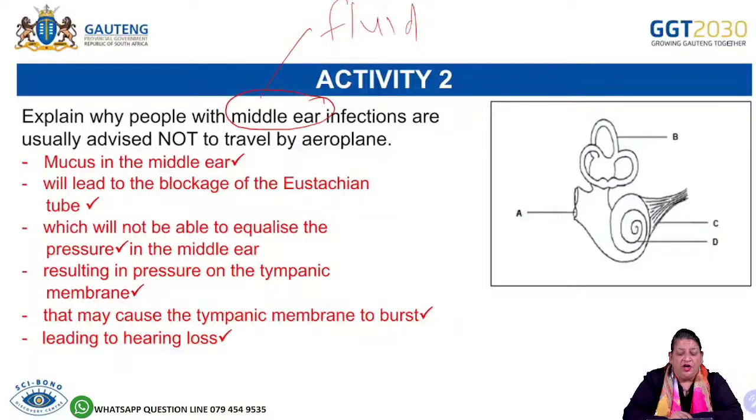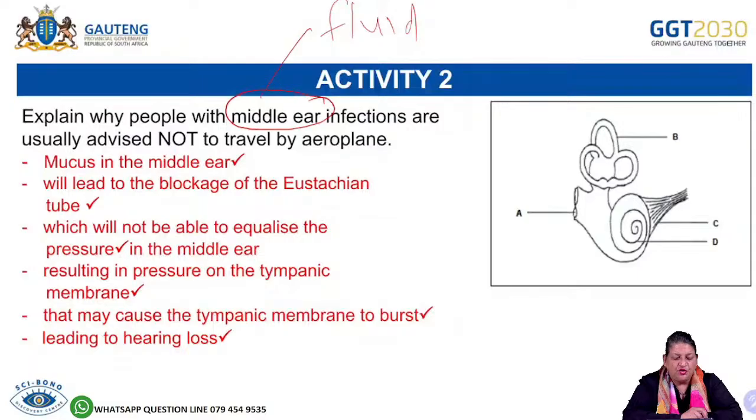Then they will not be able to equalize pressure in the middle ear, resulting in pressure on the tympanic membrane, and this may cause the tympanic membrane to burst, leading to hearing loss, because pressure on both sides of the eardrum will be very high, from the air pressure up in the sky and also due to the mucus building up in the middle ear. That's also going to create high pressure, and the eardrum or the tympanic membrane can burst.